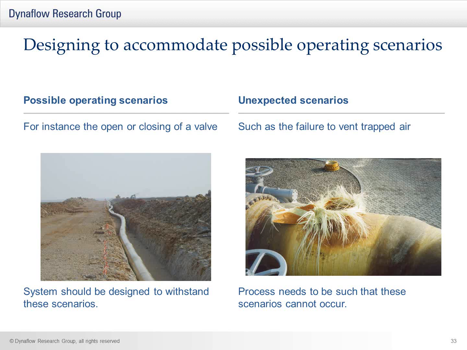So first we need to ask the question, do we need to design to accommodate the possible operating scenarios? For example, the opening and closing of a valve is an unavoidable operating scenario that we have to design for, and therefore the system should be designed to withstand these scenarios. An unexpected scenario, though, would be a failure due to trapped air that should have been vented. The process or the mechanical design needs to be such that these scenarios cannot occur.